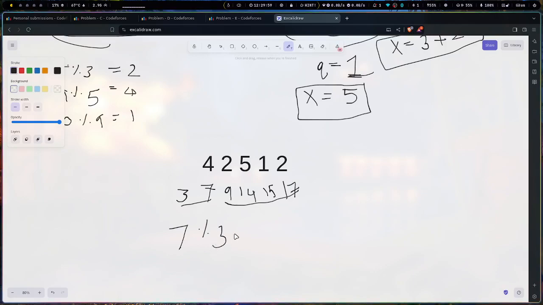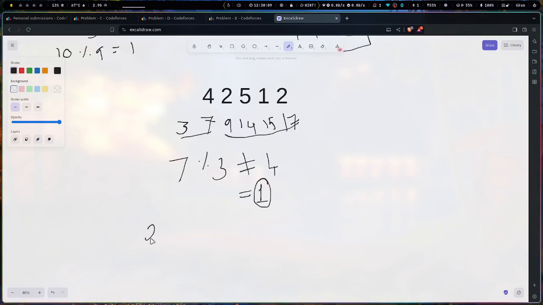7 modulo 3 is not equal to 4. Rather it is equal to 1. 7 can be written as 2 times 3 plus 1. The remainder is 1, but we want 4. This will fail. Okay, so now we understood this will fail. Now we need to think what we should put at the first place.